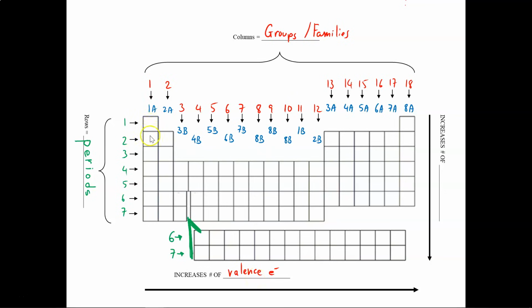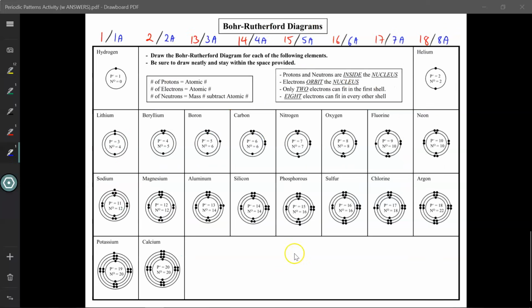With numbers in the same group having the same number of valence electrons, thus they are called families. Once again, looking at the Bohr-Rutherford diagrams, you should be able to see another pattern popping up. Take a look at period 1. They all have 1 electron shell. If you look at period 2, all these elements have 2 electron shells. If you look at period 3, every single one of them has 3 electron shells. And when you get to period 4, well, they all have 4 electron shells.